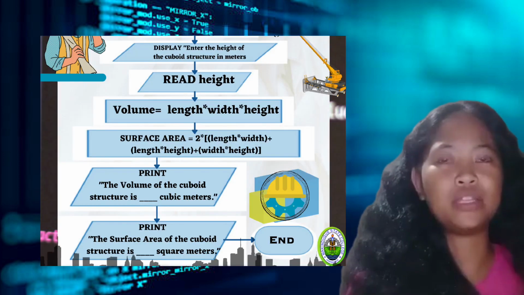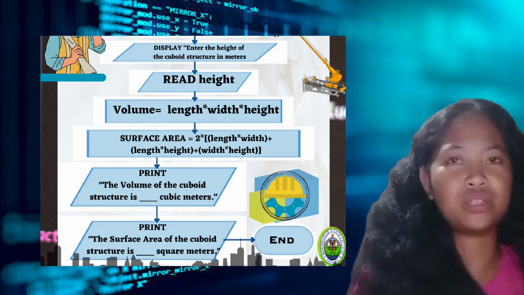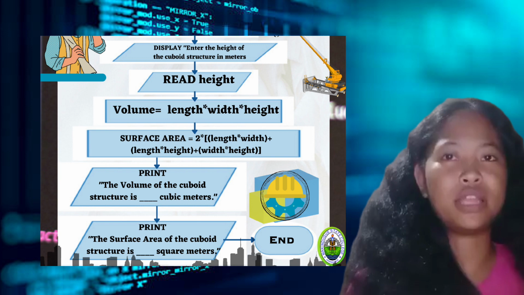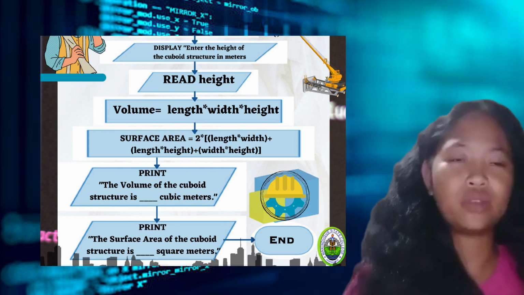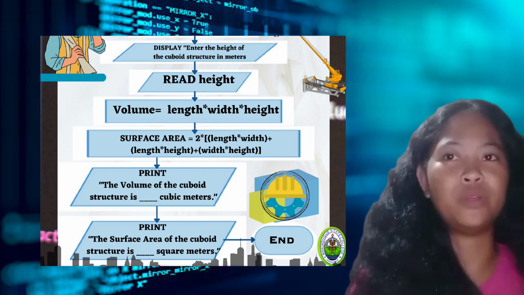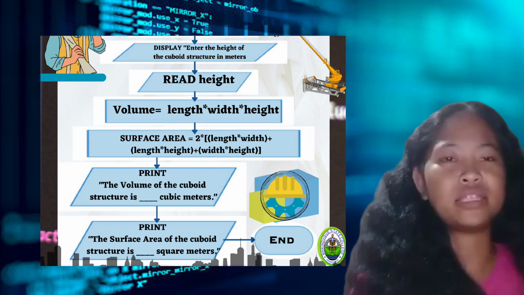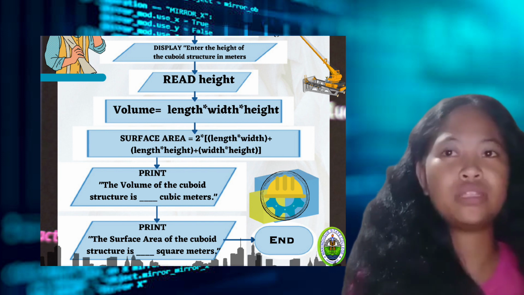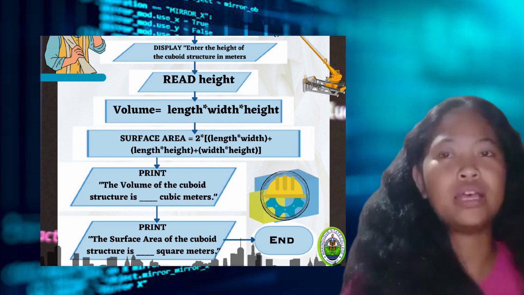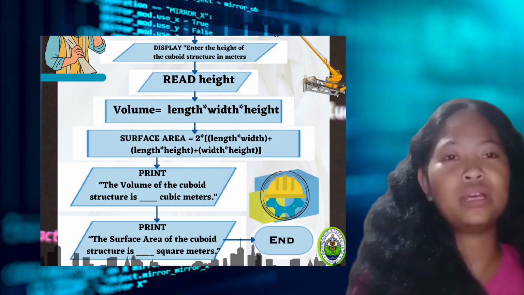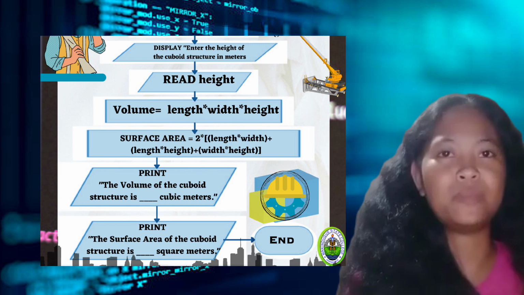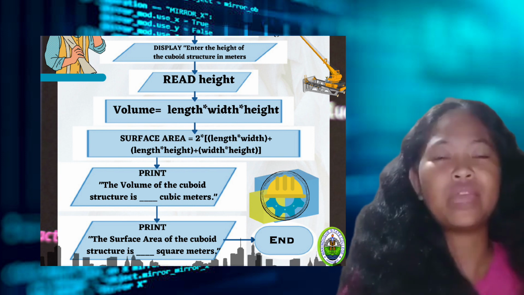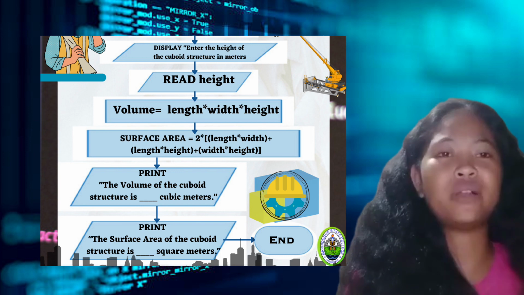The program calculates the volume of the cuboid structure using the formula volume equals length times width times height and stores the result in the variable volume. Next, the program calculates the surface area of the cuboid structure using the formula surface area equals 2 times length times width plus length times height plus width times height, and stores the result in the variable surface area.